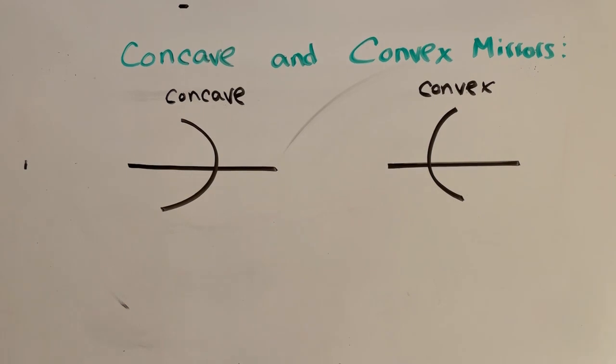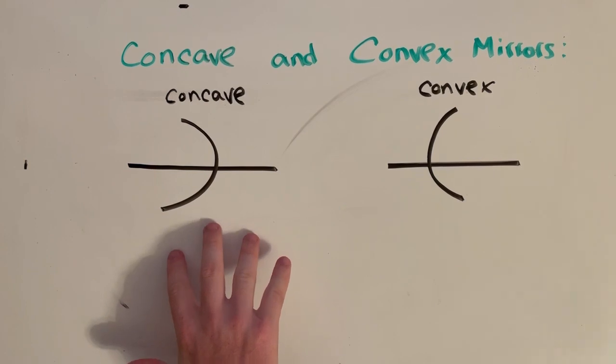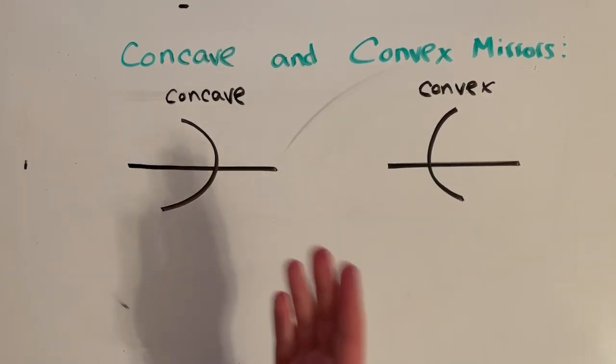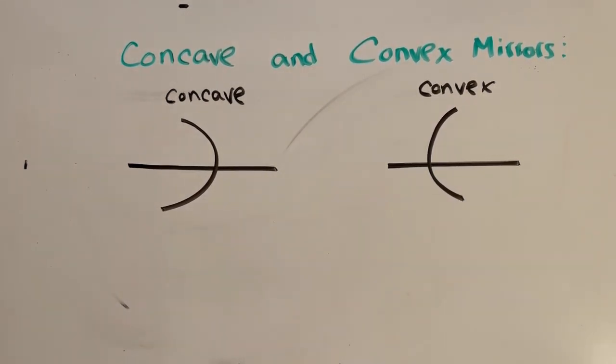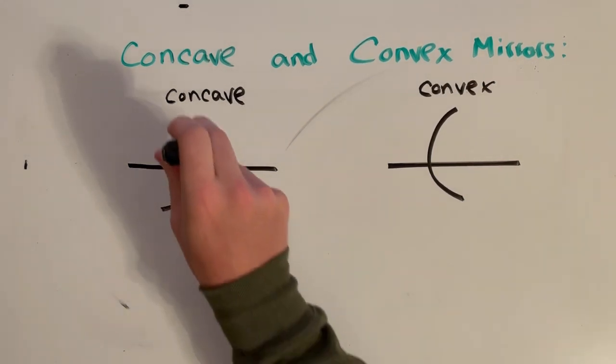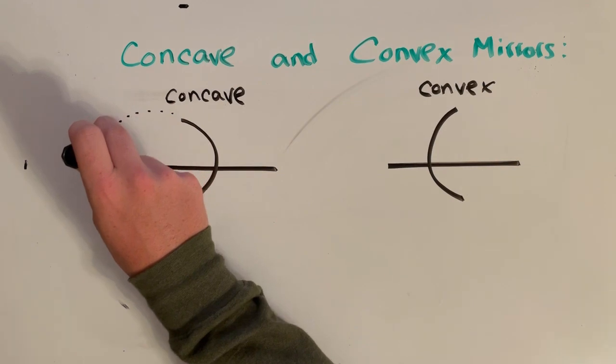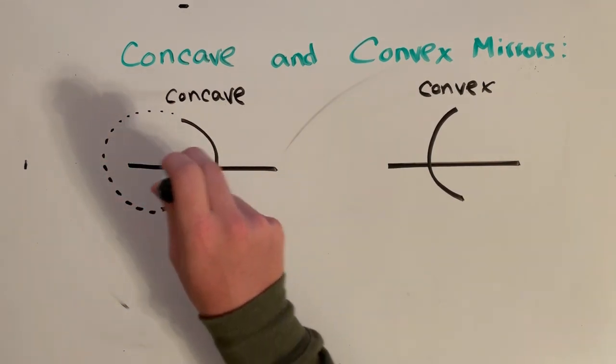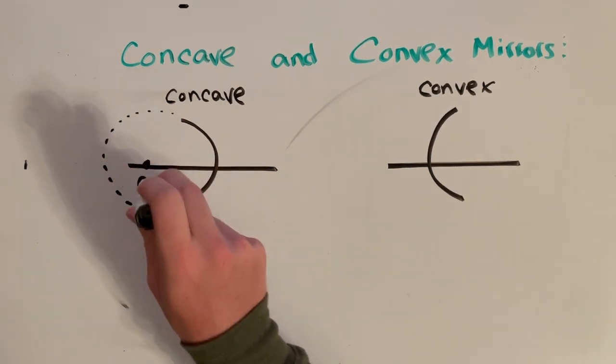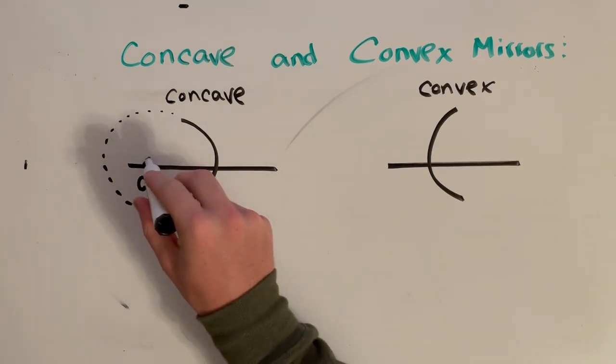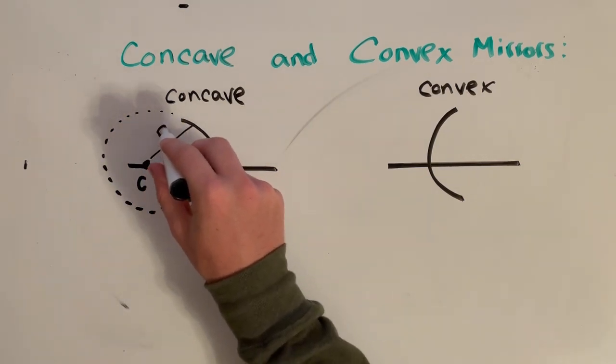Okay, so I drew below a concave and convex mirror. On the left, we have our concave mirror. This is the shape of what a concave mirror looks like, and this is different from the flat mirror we looked at just before. If we imagine a concave mirror extends out to a sphere, just like so, the center point would be right here. This is the center of the mirror. The distance between the center and the mirror is the radius.